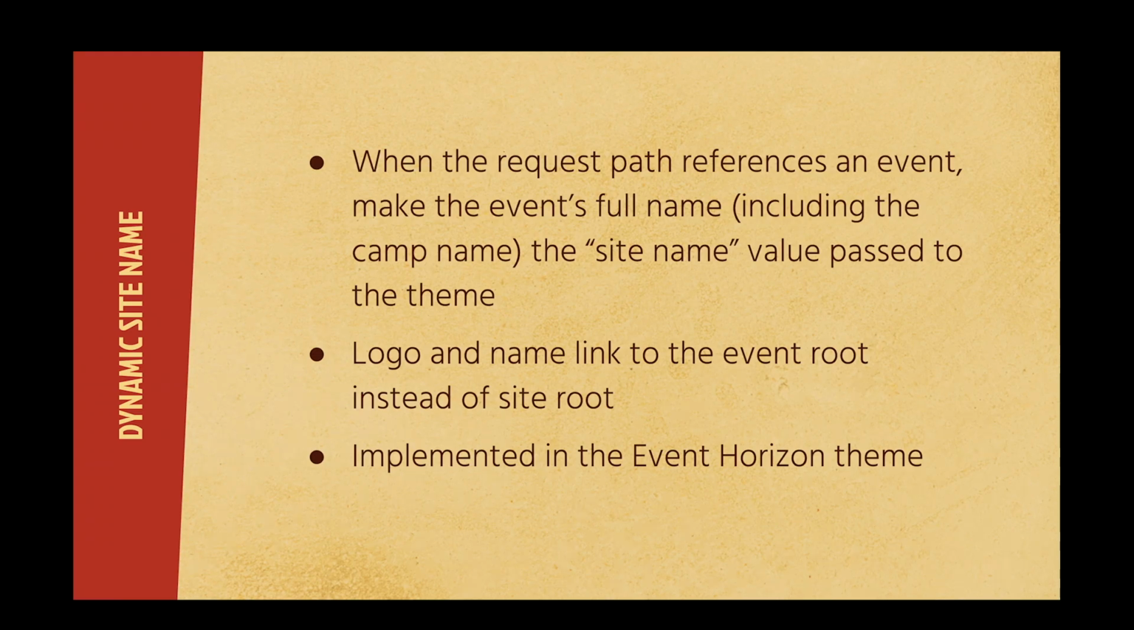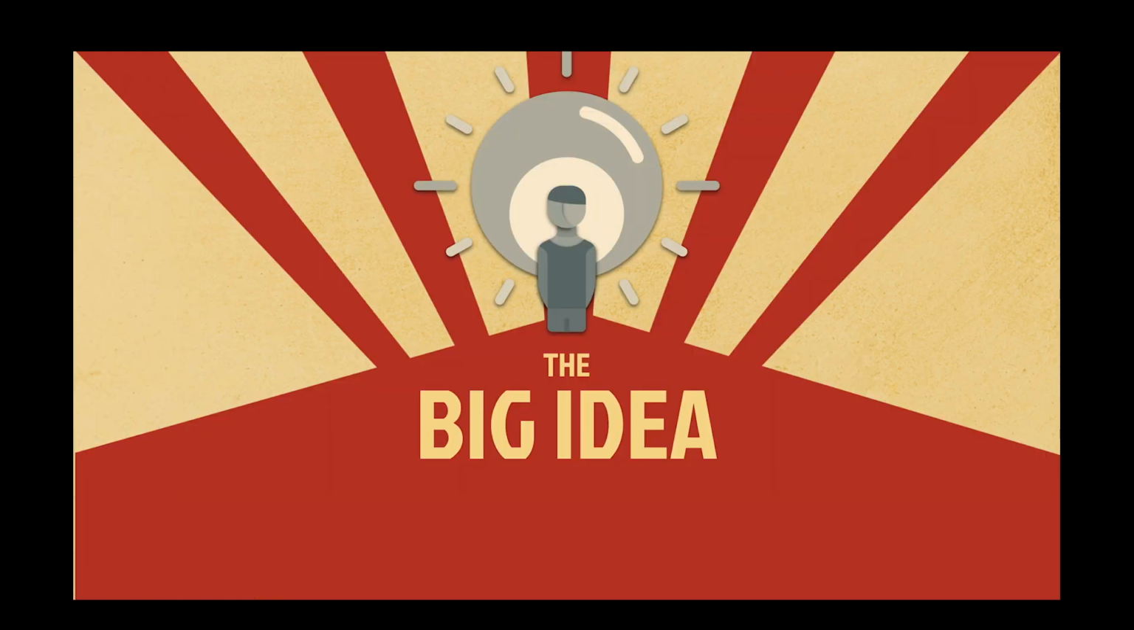I drew inspiration from how events.drupal.org works. The name and the logo in that block will actually reference the route for the event as opposed to the site route, again, similar to how events.drupal.org works. These were implemented as part of the Event Horizon theme, so if you were going more of a custom theming route, you would probably need to look in there for inspiration on how to implement a similar approach for your own theme, if that is indeed something you wanted to follow suit on.